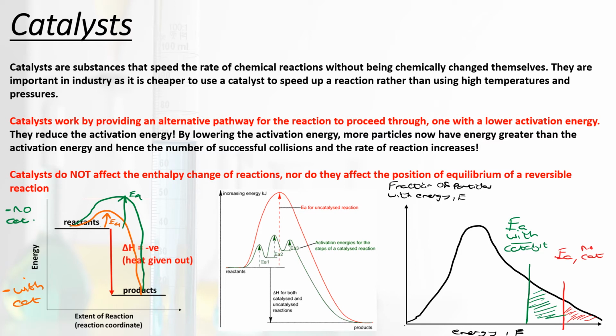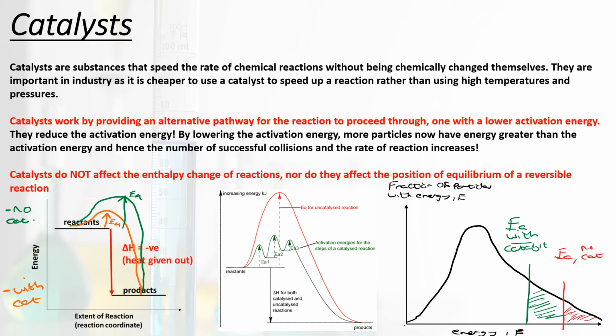So the green line shows the reaction with no catalyst. The orange curve shows the reaction with a catalyst, and you can see that the activation energy, the point from the reactants to the top of that curve, is significantly smaller with the catalyst as opposed to without it.